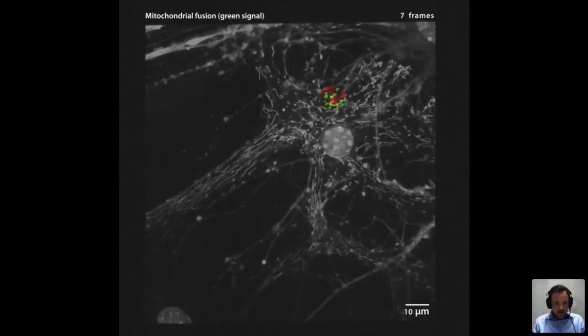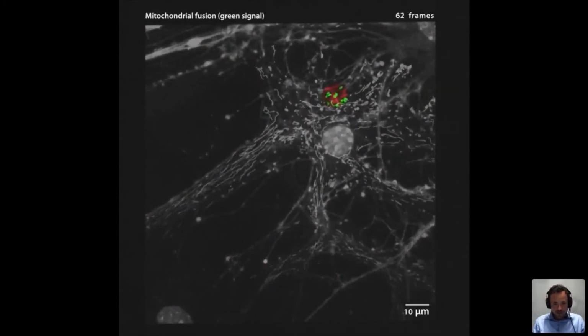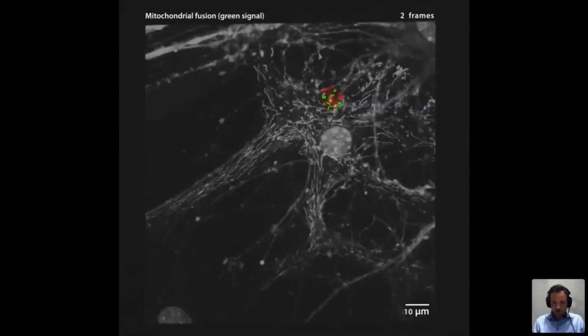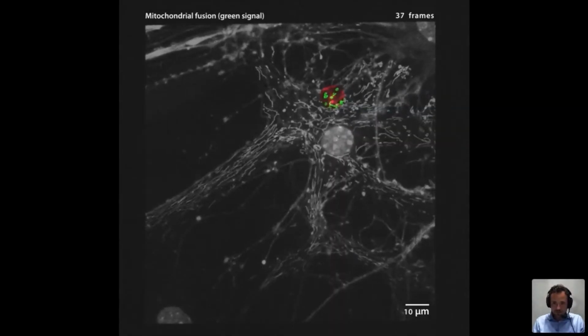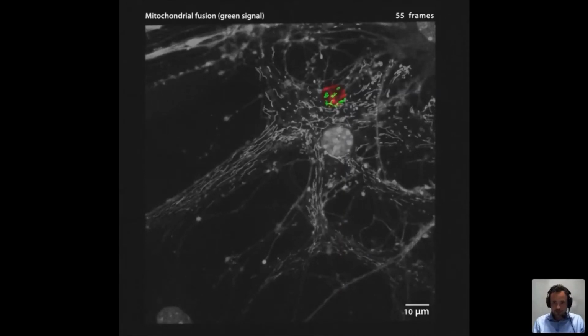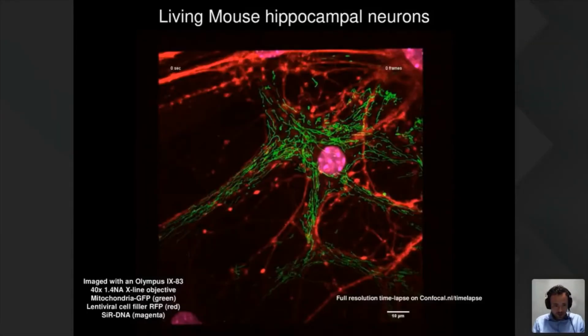And I want to emphasize that this movie was also made with the multi-split. So multiple colors at the same time, and many frames as well. Okay, so this was done with an Olympus IX83 and a 40x 1.4 X-line objective.